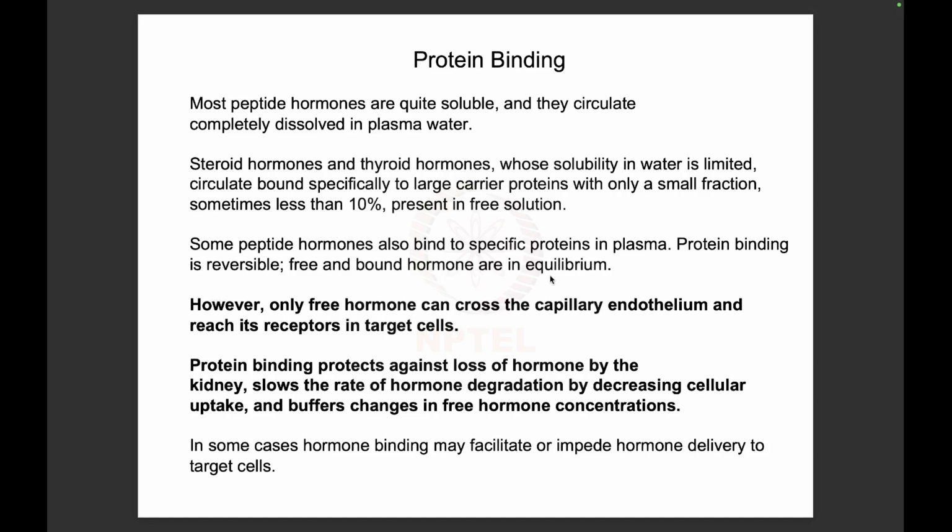Free and bound hormone are in equilibrium. However, only free hormones can cross the capillary endothelium and reach their receptors in target cells. Protein binding protects against loss of hormone by the kidney, slows the rate of hormone degradation by decreasing cellular uptake, and buffers changes in the free hormone concentration.